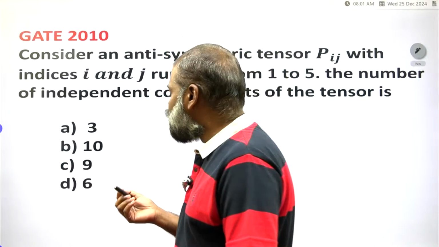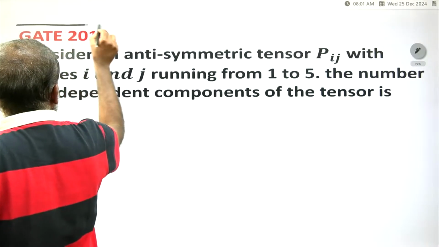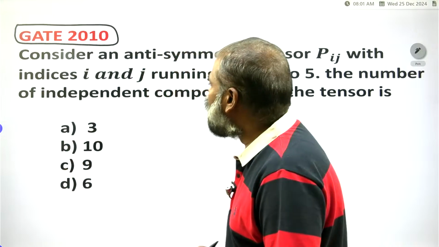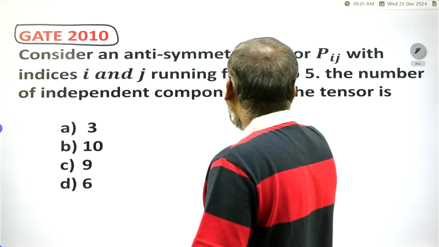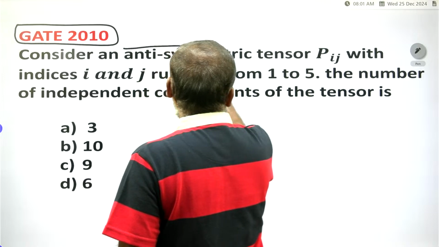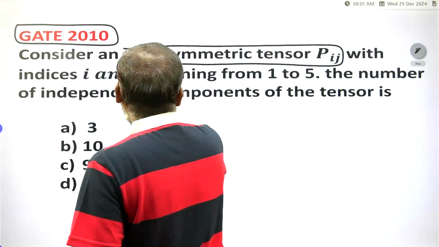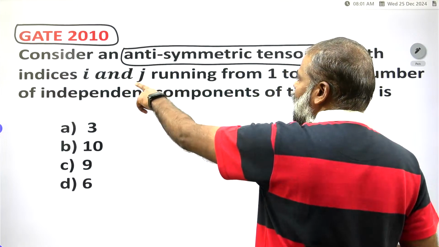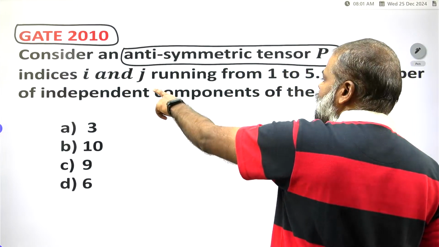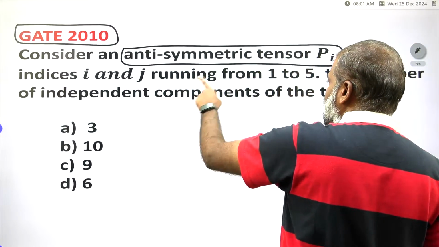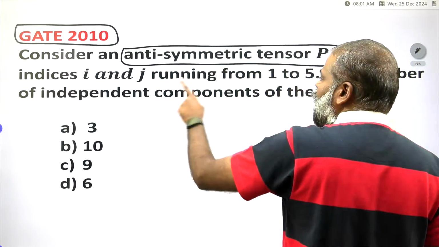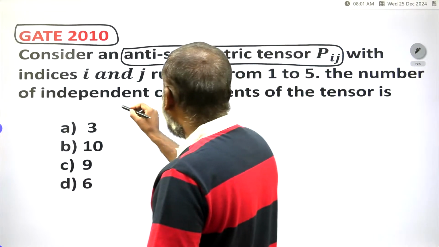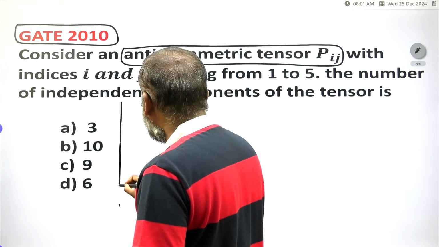This question came in the 2010 GATE examination, because tensors are in the GATE syllabus also. In GATE 2010 they ask: consider an anti-symmetric tensor with indices i and j. How many indices are there? Two indices. With indices i and j running from 1 to 5, what is the number of independent components of the anti-symmetric tensor?